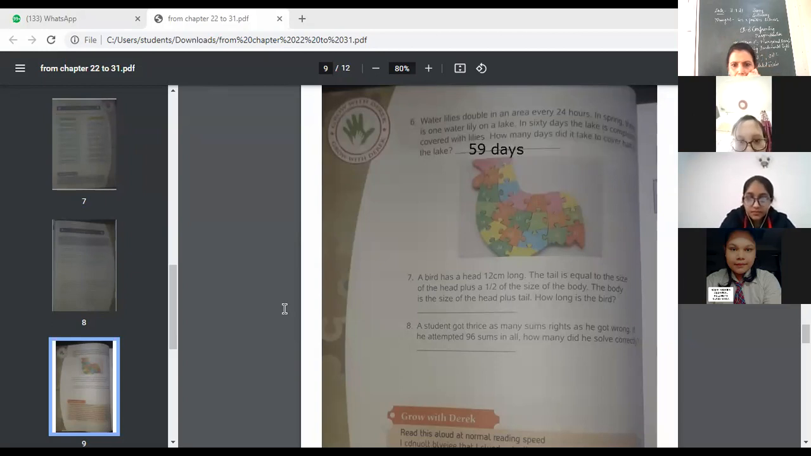Next is, a bird has a head 12 centimeter long. The tail is equal to the size of the head plus half of the size of the body. The body is the size of the head plus tail. So how long is the bird? First of all, find out the size of the head plus tail. Head is 12 centimeter long. How much is the tail? Tail is equal to the size of the head, means 12 plus half.